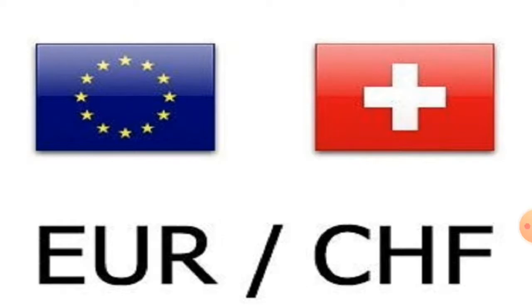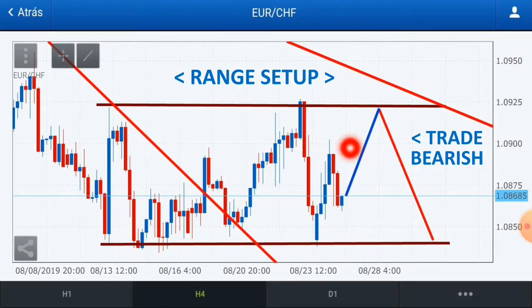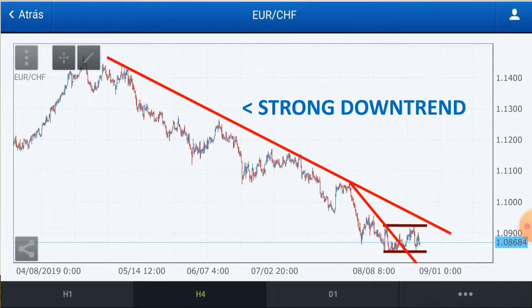Euro Swiss franc. The situation here was a similar one to the previous one on the Aussie Swiss franc that I believe we took a look at, where the market had formed this 4-hour consolidation setup in the form of a range and was now possibly starting to rally. The preference here would be to trade the bearish movement instead of the bullish movement, because this bullish movement would be against the main trend direction.